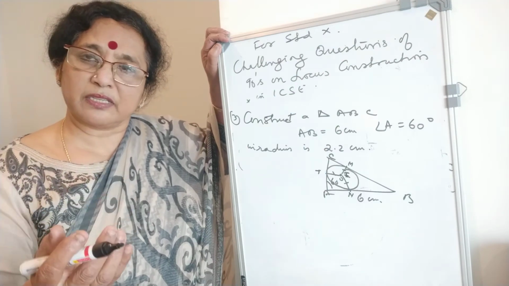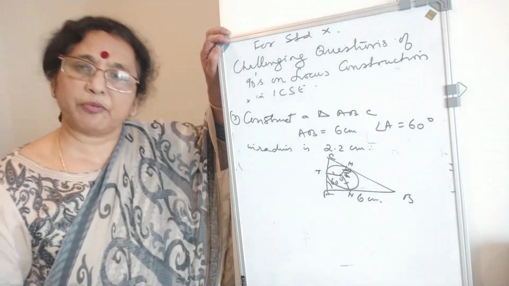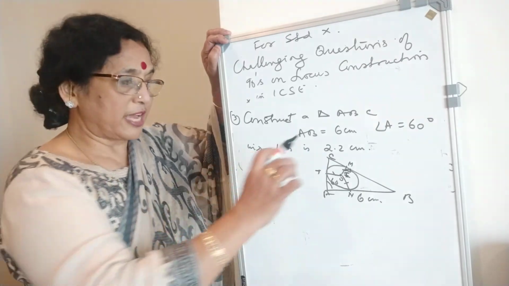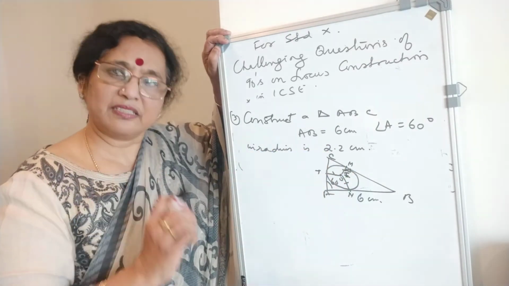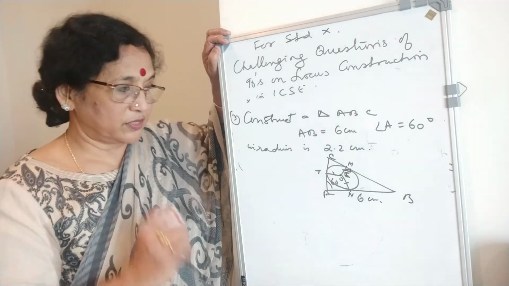So it is equidistant from all, because the tangent is perpendicular to the radius at the point of contact. Therefore that becomes the shortest distance, and that is the distance which is the radius. So it's equidistant from all three sides of the triangle.